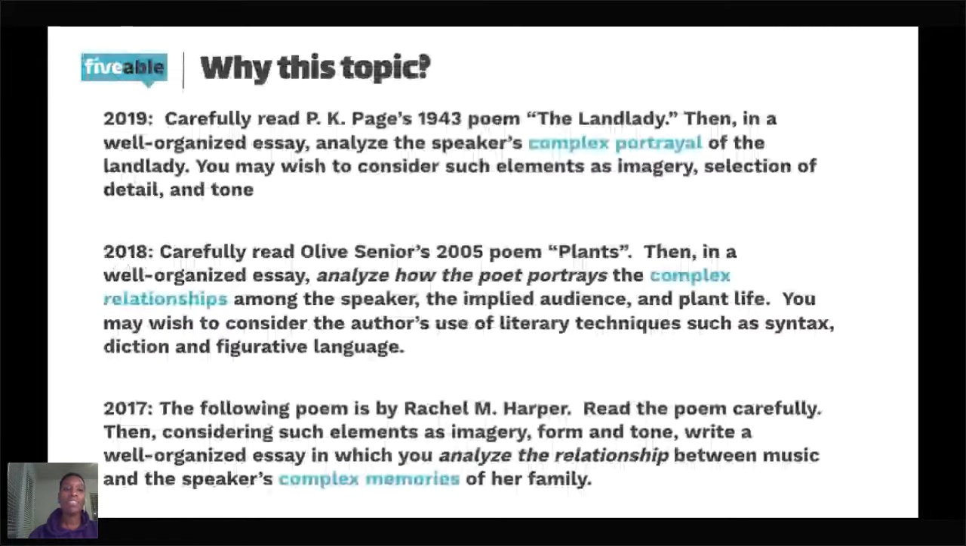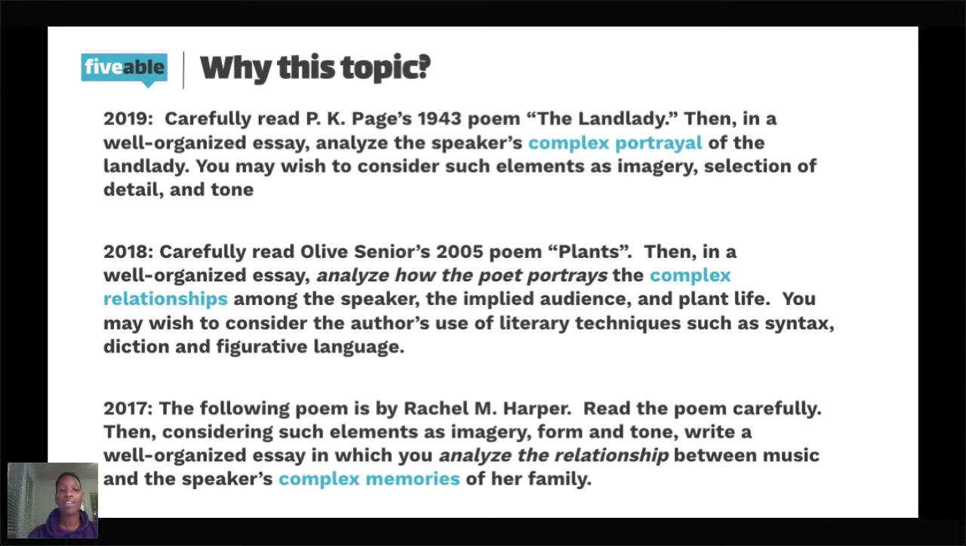So why this topic? I wanted to talk about complexity because the poetry question on the AP Lit exam often, I won't say always, but it often asks about complexity. In 2019, it was about the complex portrayal of the landlady. In 2018, it was about the complex relationships between the speaker, implied audience, and plant life, which actually sounded a little bit like an AP Lang prompt, but it wasn't. And then 2017 asked you to analyze the relationship between music and the speaker's complex memories.